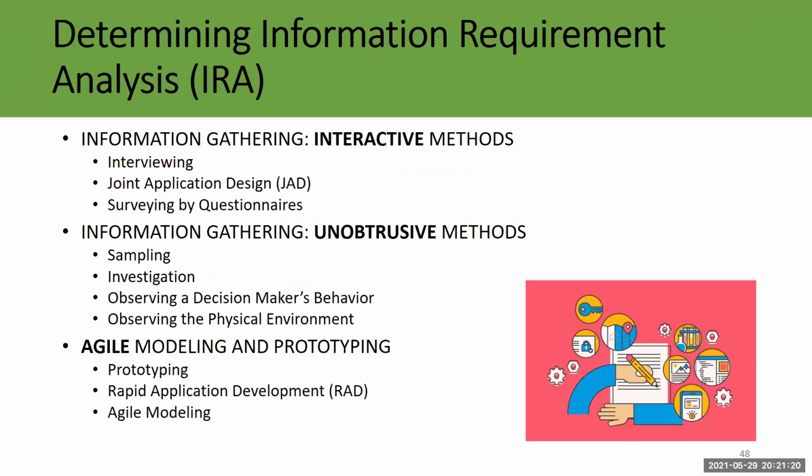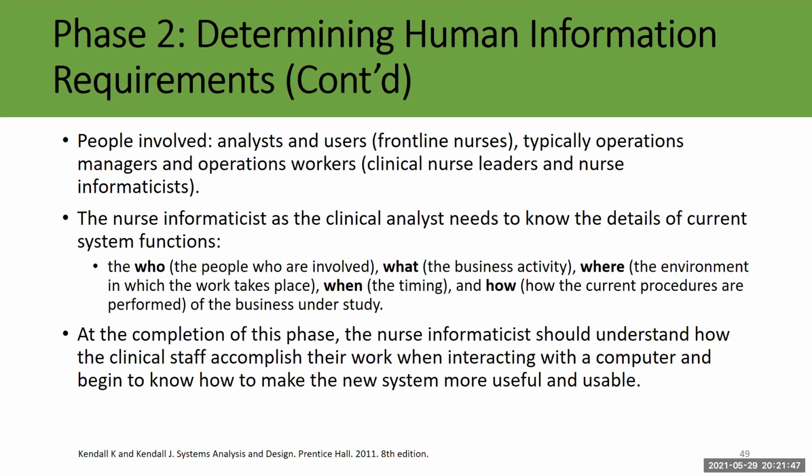Different methods will be used to identify the information requirement needs. I'm not going to discuss each of these methods, but they include interactive methods such as interviewing, joint application design or JAD, or surveying, or unobtrusive methods such as sampling and observing, or agile methods such as prototyping, rapid application development, and agile modeling.